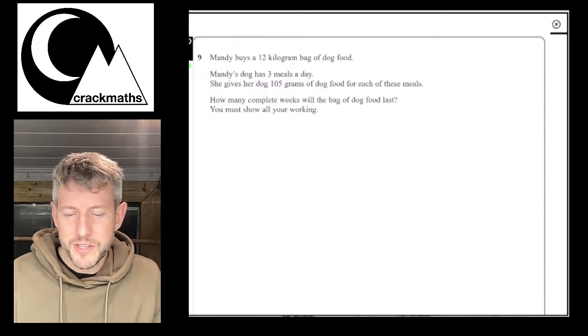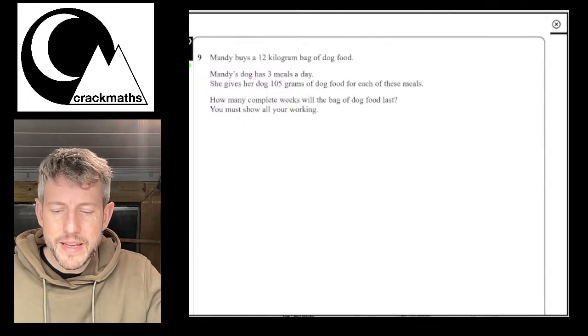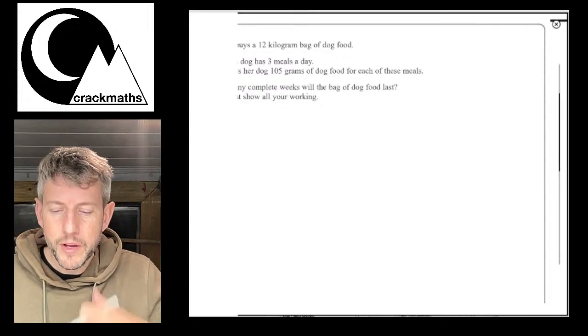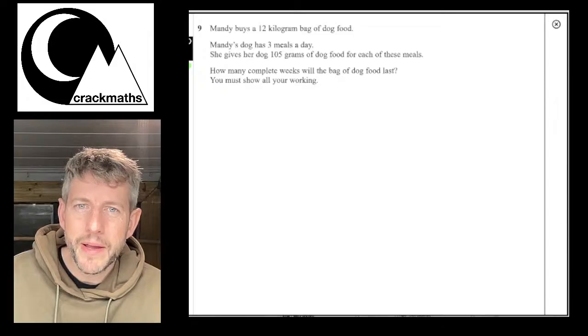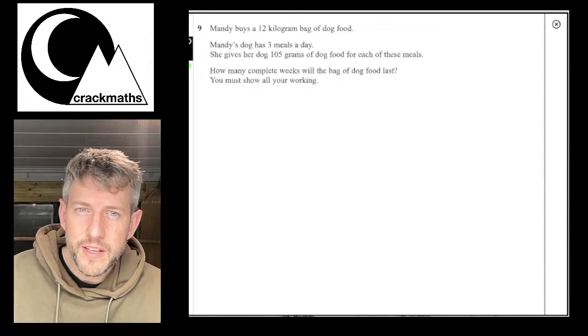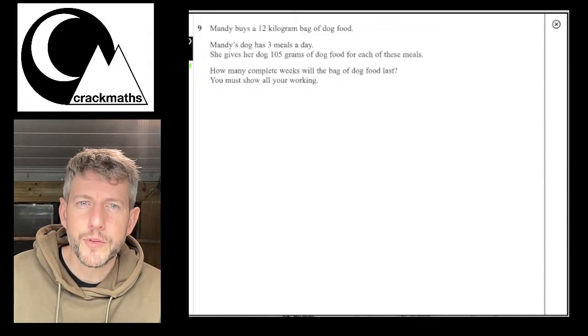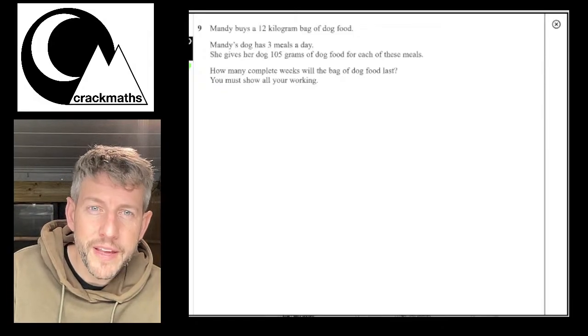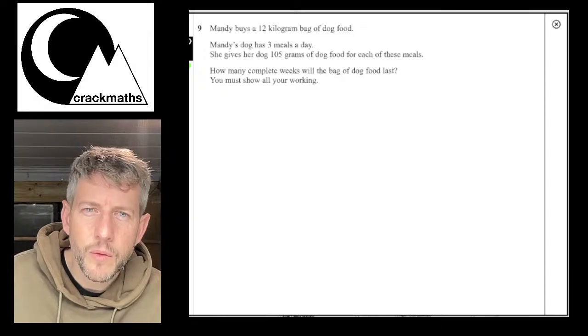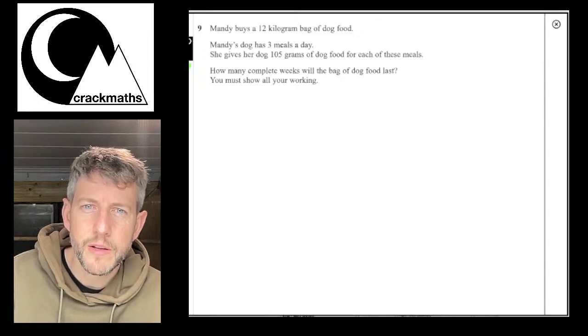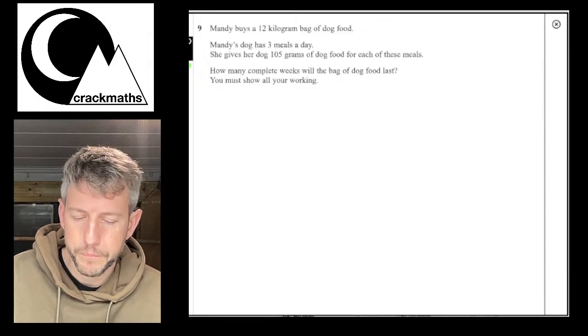So here we go, question 9. And it says, Mandy buys a 12-kilogram bag of dog food. Mandy's dog has 3 meals a day. She gives her dog 105 grams of dog food for each of these meals. How many complete weeks will the bag of dog food last? You must show your working.